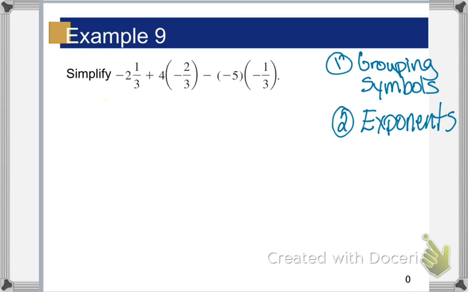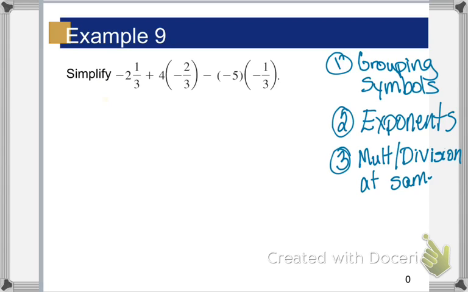Now, for those of you that remember PEMDAS, and please excuse my dear Aunt Sally, this step is the step that messes up students. Okay? You do multiplication and division at the same time. Okay? You start on the left and you do it across to the right.